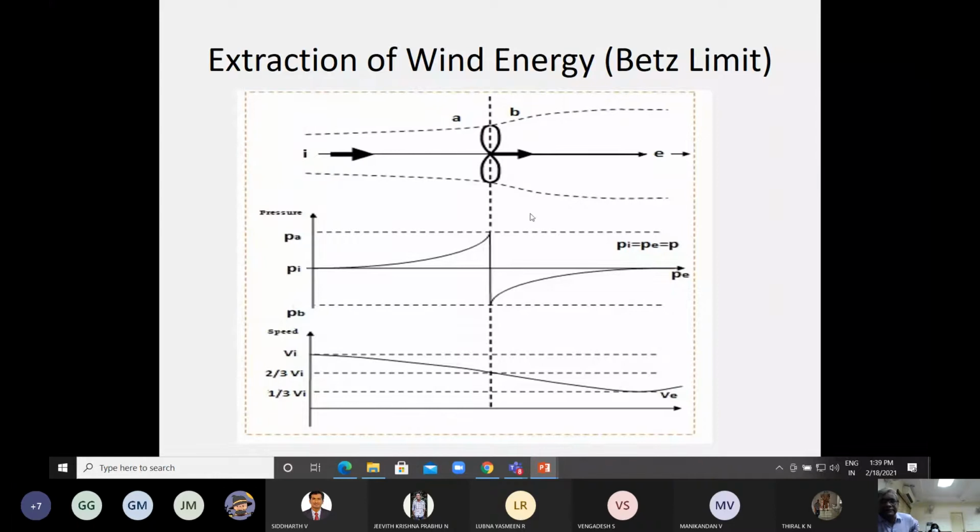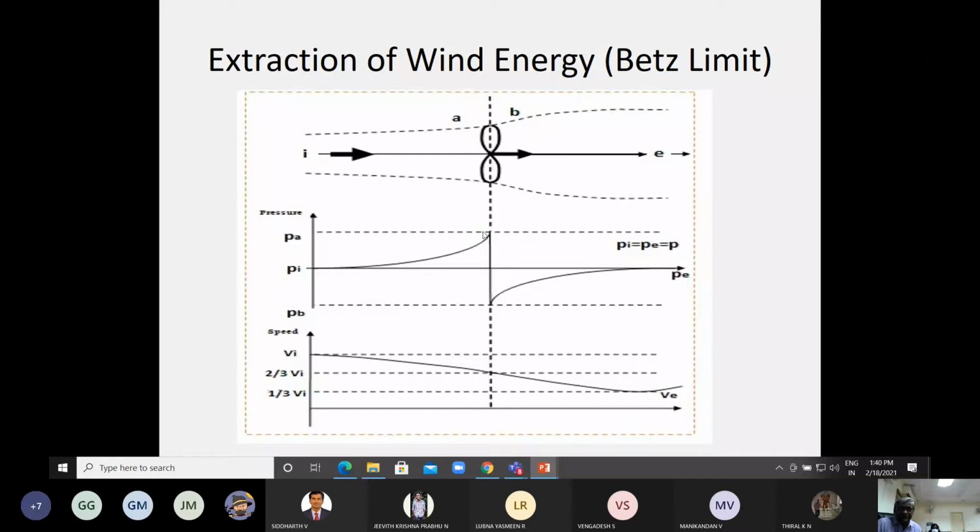I-A is upstream, and B-E is downstream. So we are equating the upstream and downstream based on Bernoulli's theorem. What is the pressure and velocity in the upstream and downstream? As the wind flows and comes to the blade, that is the rotor, the pressure keeps increasing until it reaches the rotor. That is P suffix I, the inlet pressure.